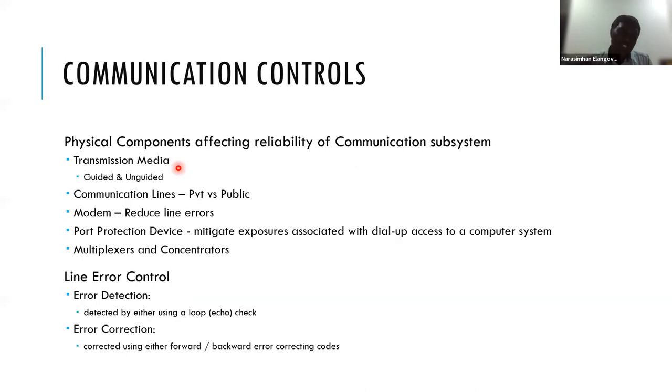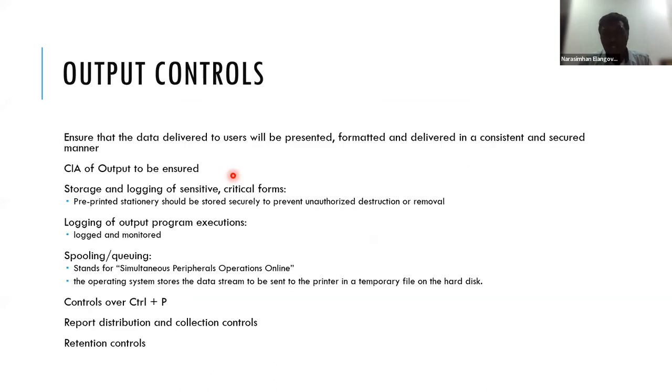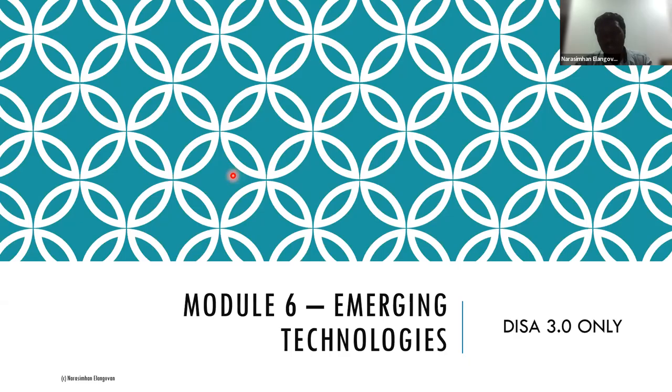Communication control, it's all about communication between source to destination, transmission, guided, unguided, you know, wireless, Wi-Fi, public, private, all of those come into communication. And then we looked into output controls. Output controls are nothing but ensuring that the CIA, confidentiality, integrity, availability of data is maintained. You know, who has access to output, who can print the report, who can log out of the program, log in to the program, all of those are your output controls, right?